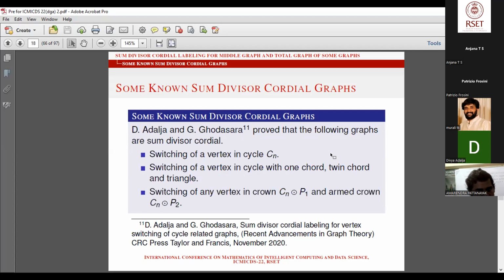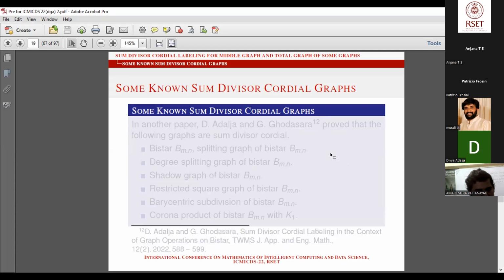Switching of a vertex in cycle, switching of a vertex in cycle with one chord, twin chord, triangle, and switching of a vertex in crown and armed crown. Some known sum divisor cordial graphs.